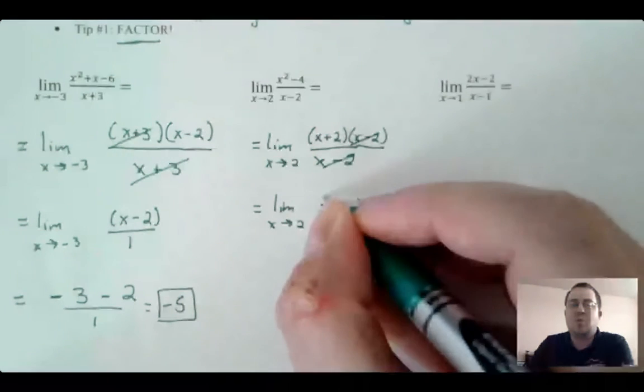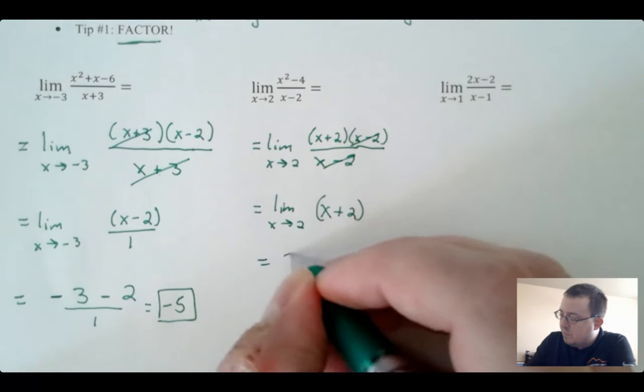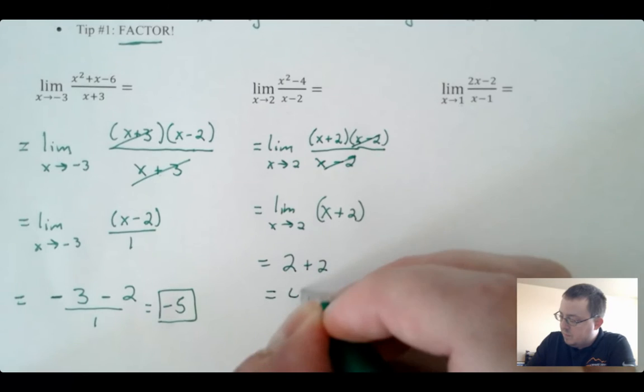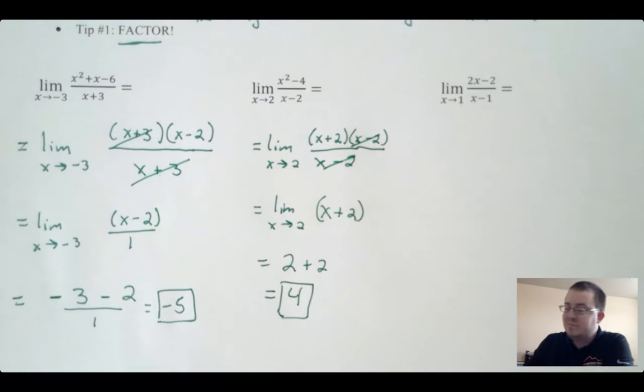Dividing it out, I just get a 1 in my denominator. And then I can go ahead and plug it in. 2 plus 2, hopefully that is 4. I've done my math correctly, which I probably did.